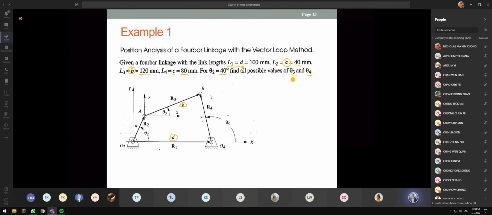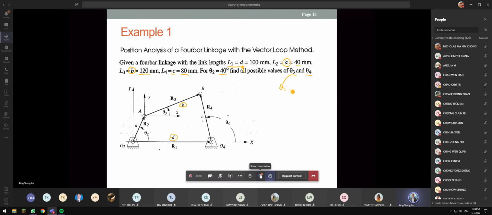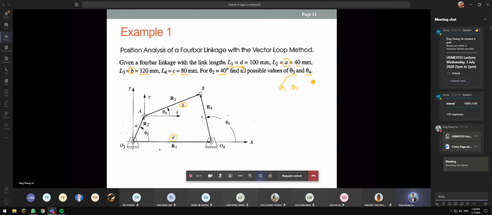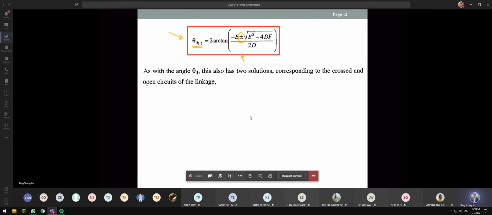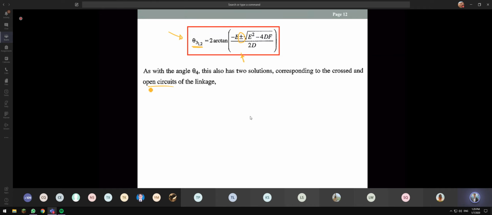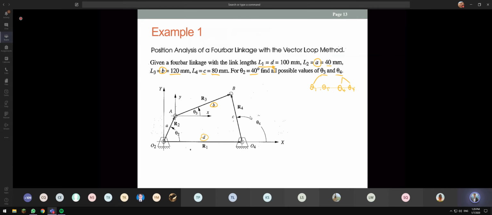It means that we will have theta 3 and theta 3 prime, theta 4 and theta 4 prime. So we have two different angles. One is an open circuit and one is a cross circuit.